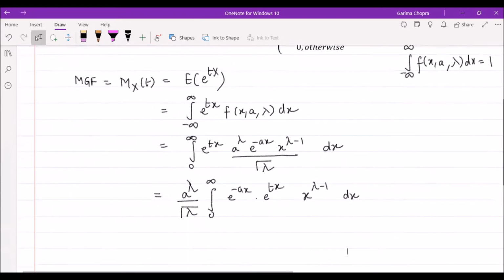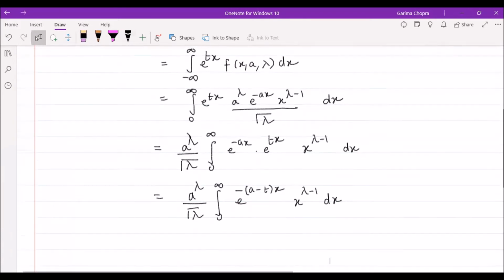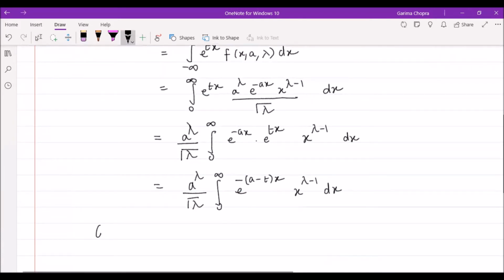Let us integrate it. Let us collect the terms: from 0 to infinity, we have e raised to power minus a minus t times x, and x raised to power lambda minus 1 dx. Let us consider here the substitution. Consider a minus t as a new variable, say y.